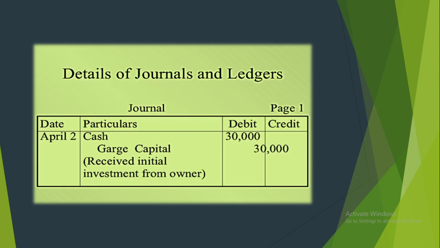Now, details of journals and ledger. In this video, I have explained the example of investment. Mr. Garge invested 30,000 rupees in his business. So this is the journal entry: on 2nd April, by cash account debited 30,000 rupees, to Garge's capital account 30,000 rupees.